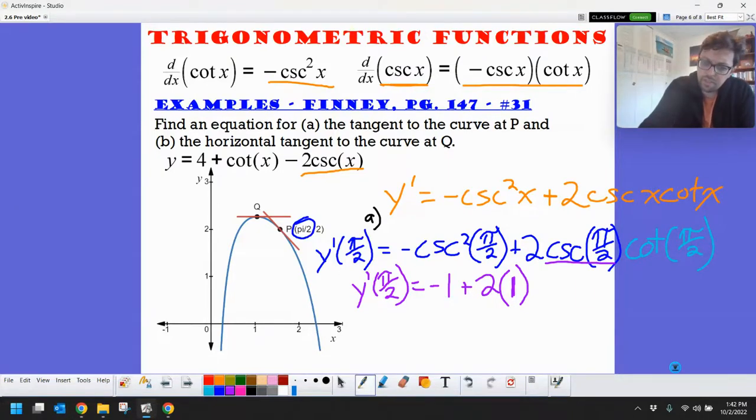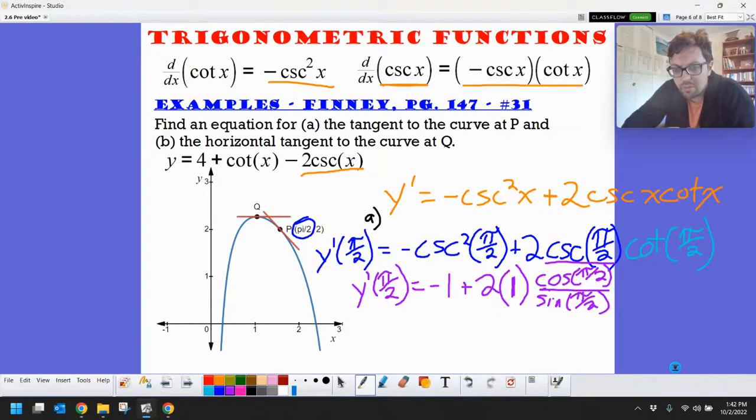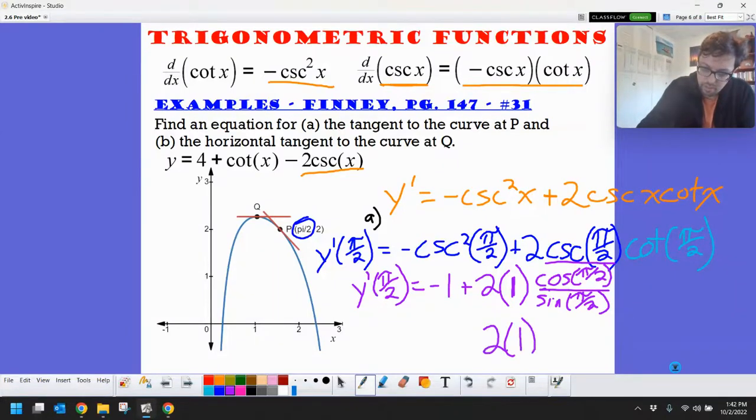So cotangent is cosine over sine. Cosine of pi over 2 is 0, and sine of pi over 2 is 1. So we have a 0 over 1. So this is 2 times 1, 0 over 1, and so on. That's just a big, long pile of nothing. So y prime of pi over 2 is going to be just that negative 1.